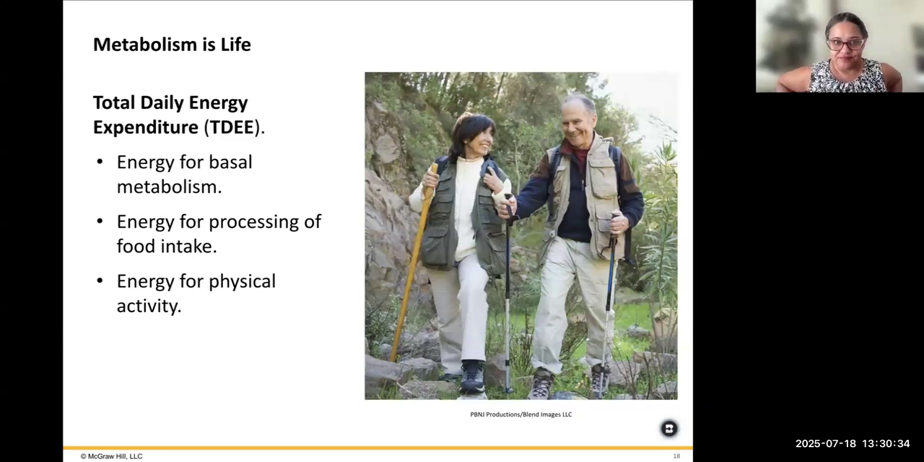Metabolism is life. The total daily energy expenditure, the TDEE. Like I said, we're using a lot of acronyms this chapter. This is energy needed for basal or just our basic metabolism, energy for processing of food intake, energy for physical activity, total daily energy expenditure.